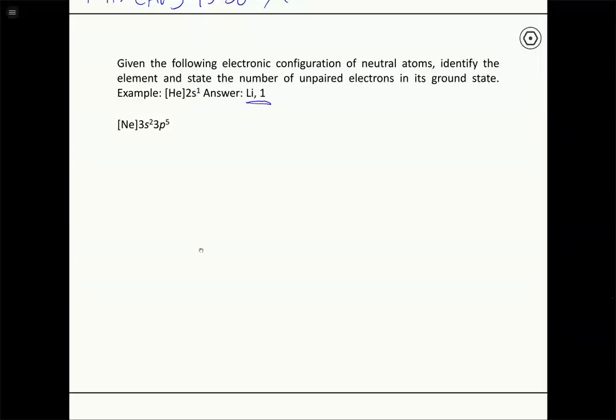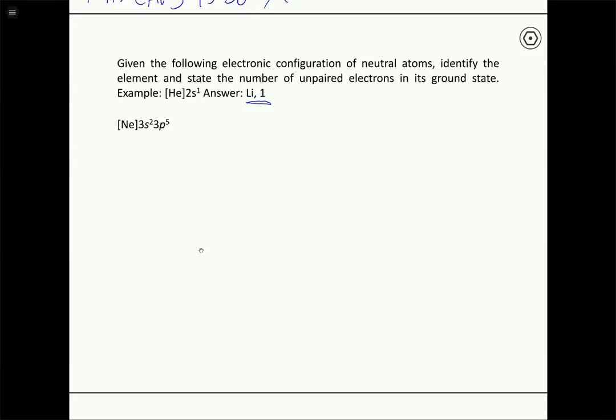So we're giving you the electron configuration for a neutral atom. We want to identify the element and state the number of unpaired electrons in its ground state. For identifying the element, we could work backwards from what we did before. We could go to the periodic table and find where we are when we're at the neon 3s2, 3p5 configuration. That will certainly work, but if all we're asking you to do is identify the element, which is half of this question anyway, all you really need to do is count the total number of electrons.